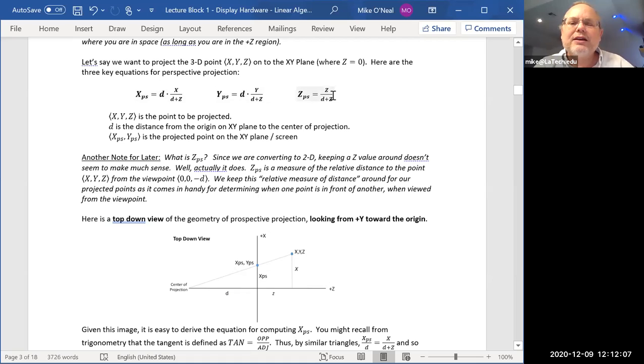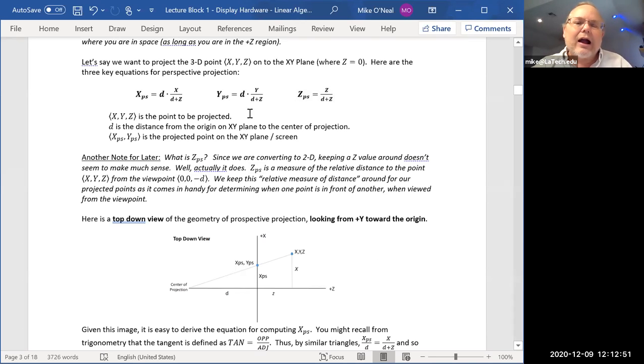We also keep around a ZPS, and you may say that that's weird because, Mike, you're converting to 2D, and in 2D I only have X and Y. I don't have a Z anymore. Yeah, but by doing this, it keeps around a relative measure of how far away that apex of the pyramid was from you. And that piece of information can be very useful if you're trying to figure out, is another object in front of that pyramid or behind that pyramid? So we will need this depth information in the future, and that's the way you compute the Z value.